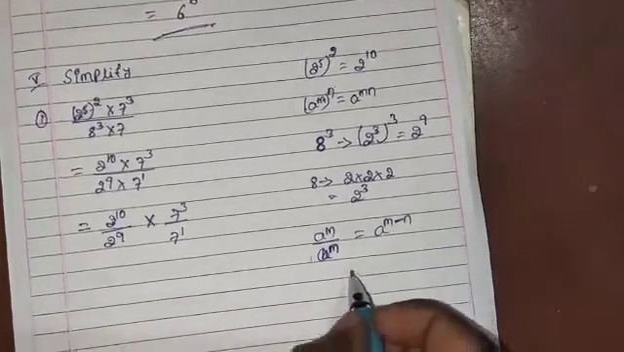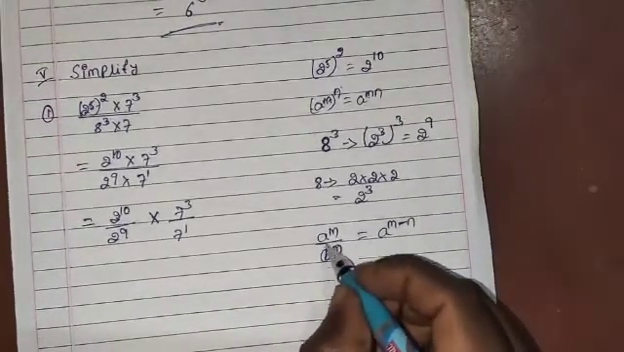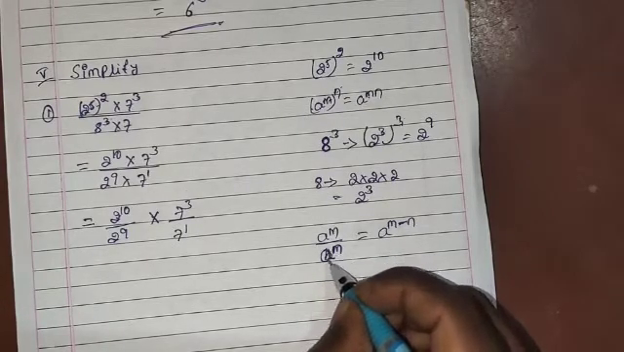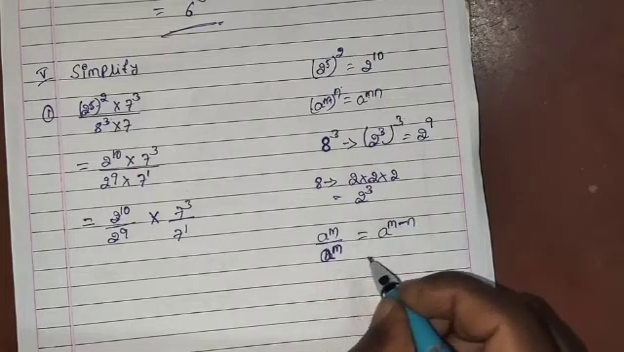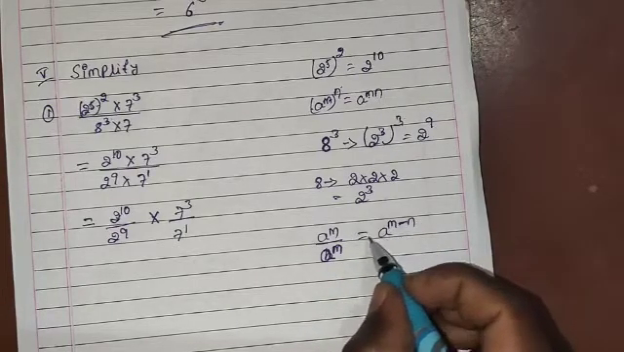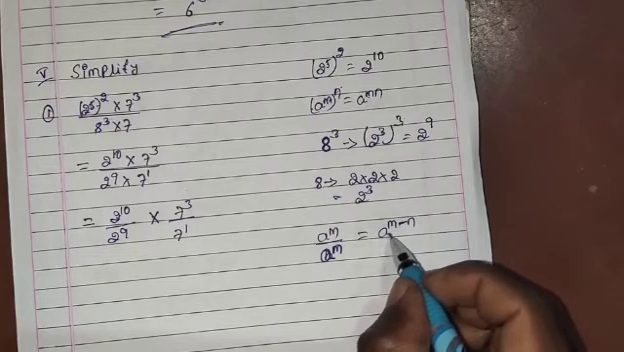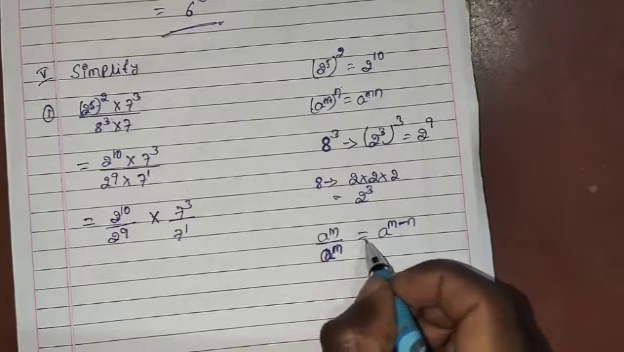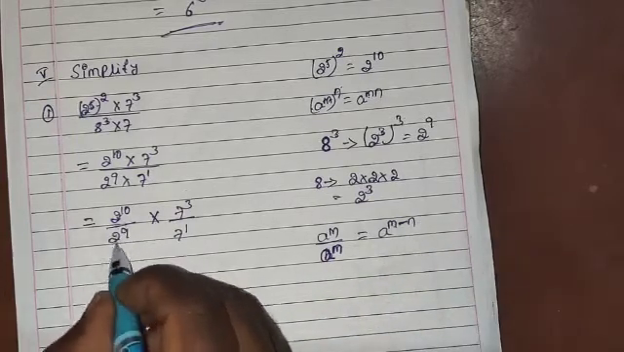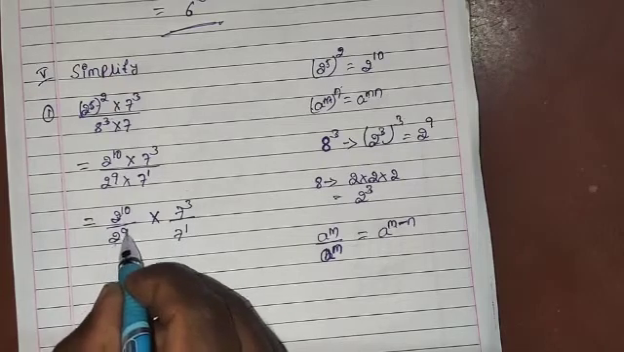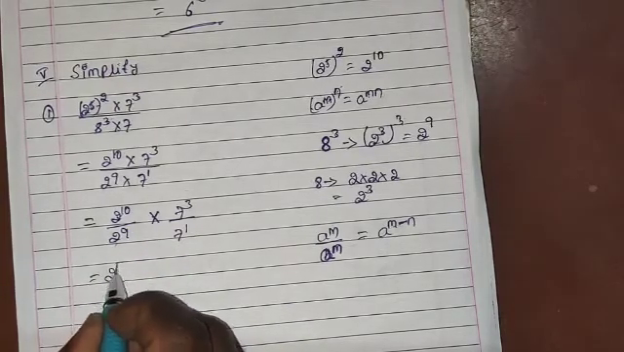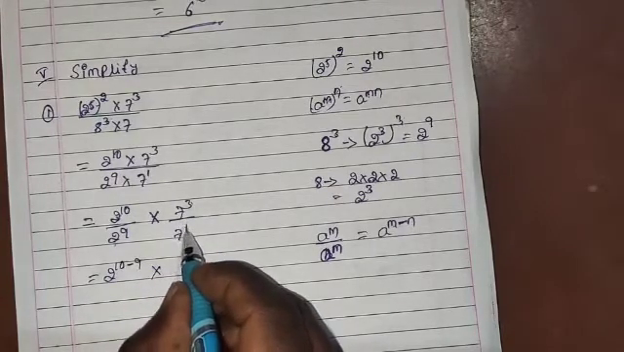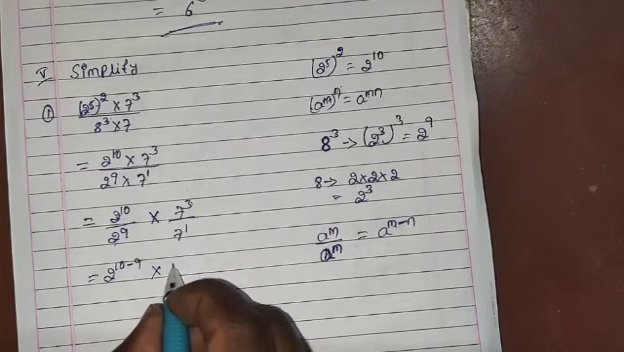When we are dividing exponents having the same base, then we subtract their powers. We have a formula: a to the power of m divided by a to the power of n is equal to a to the power of m minus n. So we can write it as 2 to the power of 10 minus 9, into 7 to the power of 3 and 7 to the power of 1. They have the same base, so we have to subtract their powers.